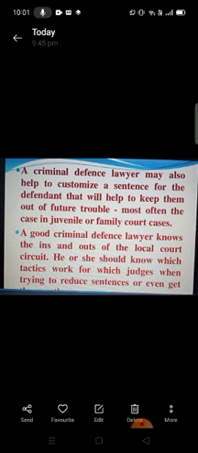Most often in juvenile cases, meaning below 14 years, or family court cases, a good criminal defense lawyer knows the ins and outs of the local court circuit. He or she should also know which tactics work for which judges when trying to reduce sentences or even get the punishments dropped from the court.